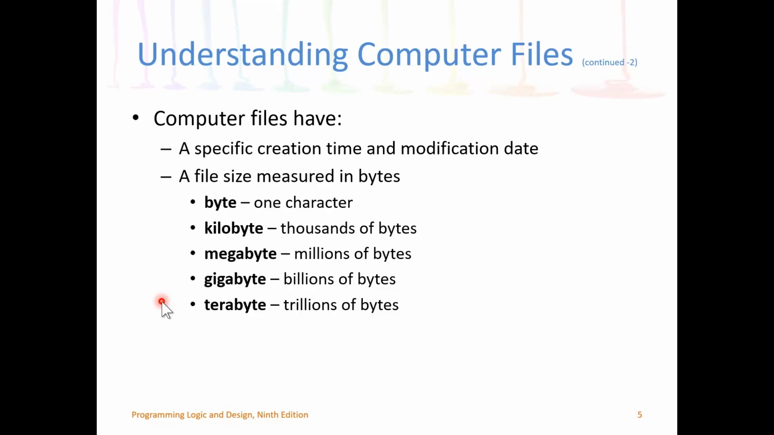So, is everybody familiar, I hope, with different types of storage? Byte is one keystroke, kilobyte is 1,000 bytes, a megabyte is a million, a gigabyte is a billion, and a terabyte is a trillion. I don't think I need to elaborate on that any more than has already been said.